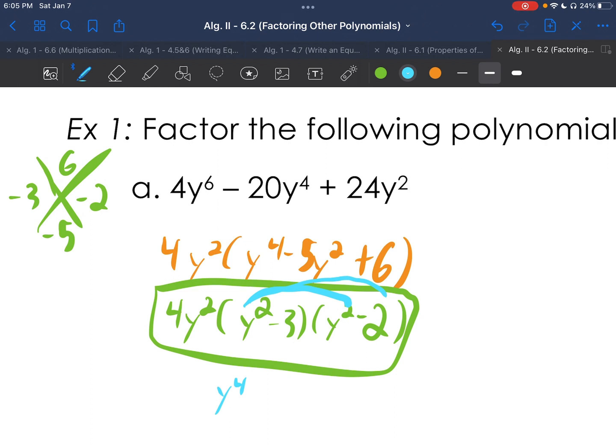y squared times negative 2 is negative 2y squared. Negative 3 times y squared is negative 3y squared. And negative 3 times negative 2 is positive 6. And you notice if you combine those two terms in the middle, you end up getting exactly what we started with. If you went the long way, you would also notice that as you split up the middle into negative 3y squared and negative 2y squared, you would end up having y squared minus 3 and y squared minus 2 as well.